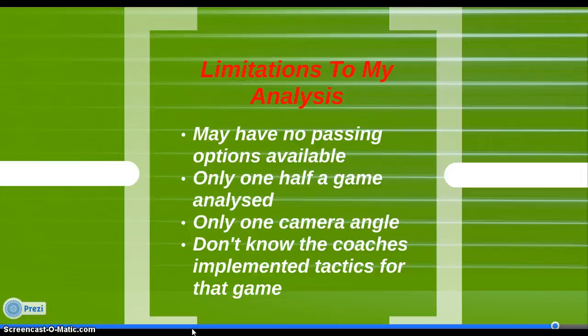Another limitation is that we only had one camera angle. This means that we couldn't get a full view of what's going on, so we don't know the reason behind why a player's pass may be unsuccessful. It may be the fault of the receiver, not the passer.